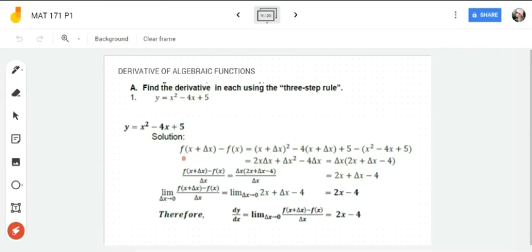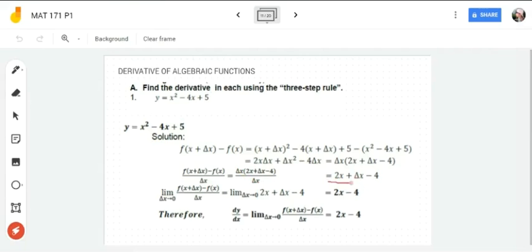Okay, so the next step after getting the value of this, we will be dividing this by delta x. So dividing the function of x plus delta x minus the function of x by delta x, that will be equal to delta x quantity 2x plus delta x minus 4, and then you will be dividing it by delta x. So simply cancel this out. So we will be having 2x plus delta x minus 4.